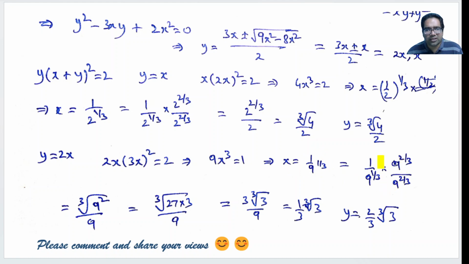Again, let's rationalize the denominator. 1 by 9 whole power 1 by 3. Let's multiply both numerator and denominator by 9 power 2 by 3, so that the denominator is rational. So the denominator becomes 9. The numerator becomes the cube root of 9 square, which is the cube root of 81, which is 27 times 3. Why 27? Because we want to bring 3 out. So 3 cube root 3; if we take this 27 out, it will become 3 cube root of 3 by 9, that is equal to 1 by 3 cube root of 3. That is x. But y equals 2x. y is 2 times this, that is 2 by 3 cube root of 3.